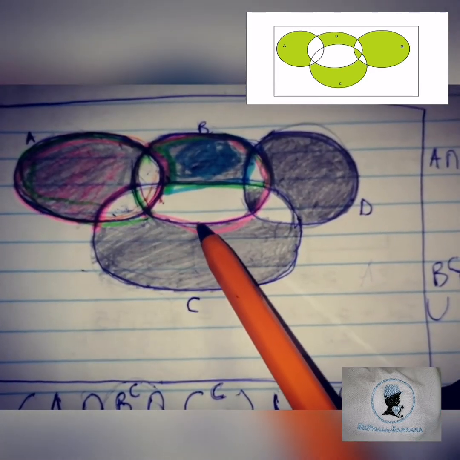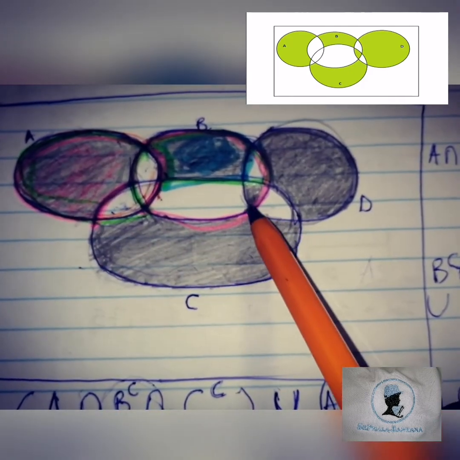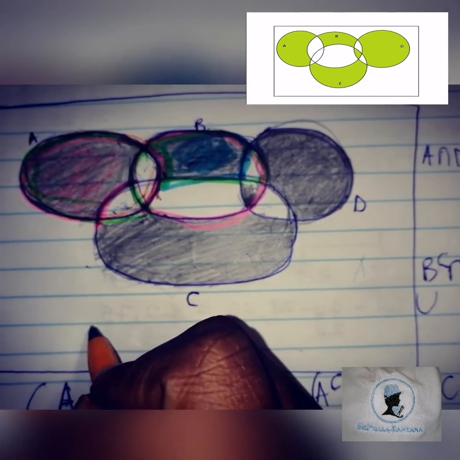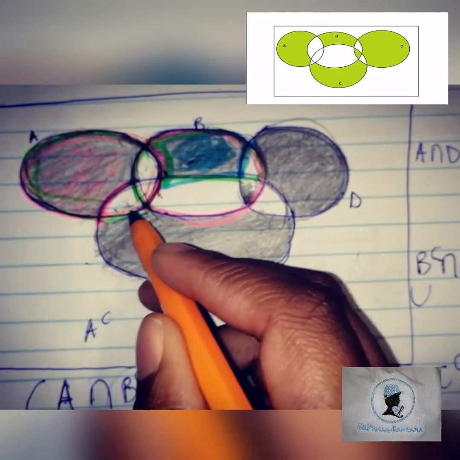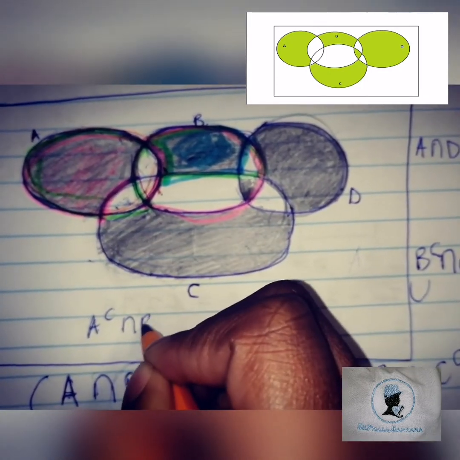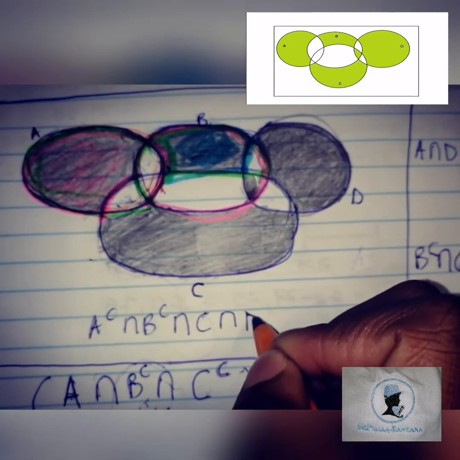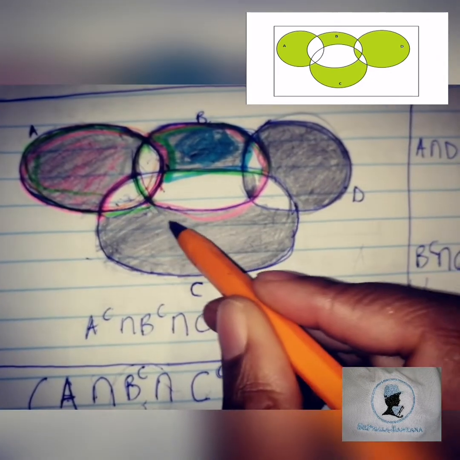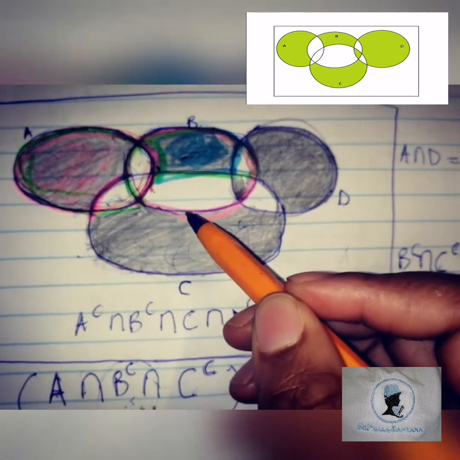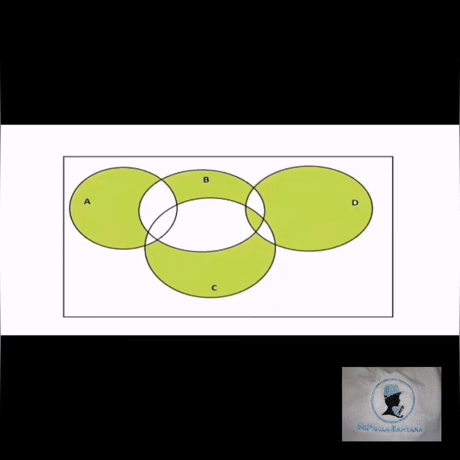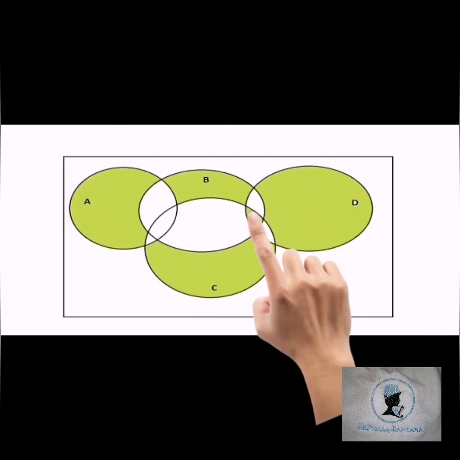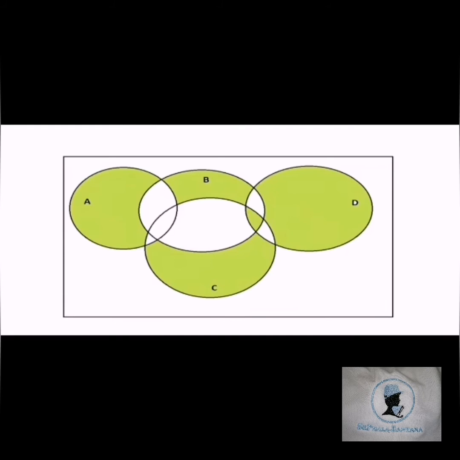So the last one, this part. Now for this one, we are going to have A complement intersect B complement intersect C intersect D complement. So it's this part here. So for this one, the small one, you can see that it's a point where B intersects with C and also intersects with D. So that point is B intersect C intersect D.